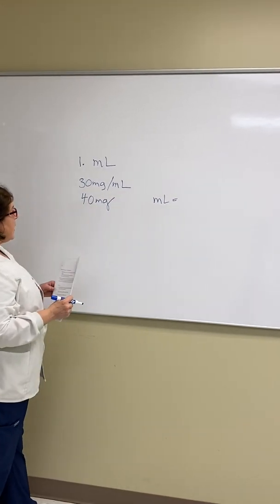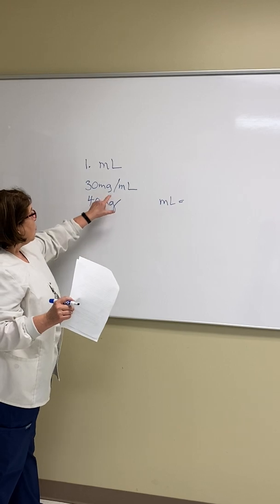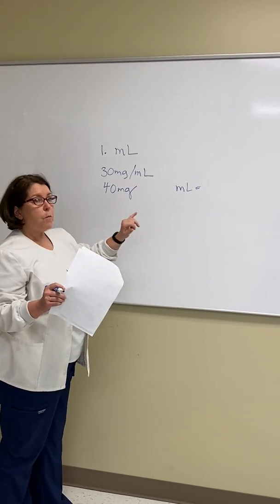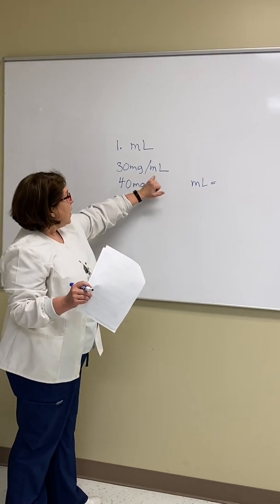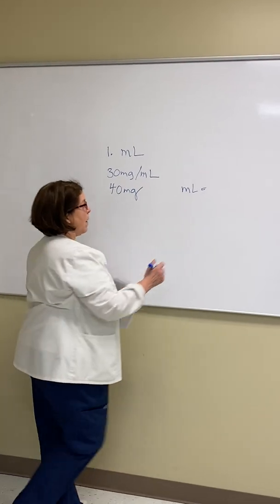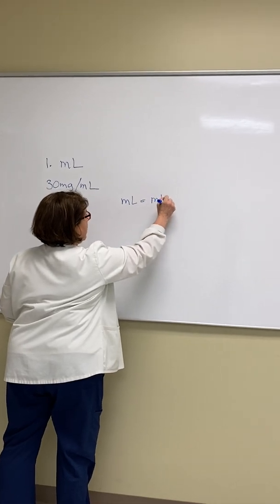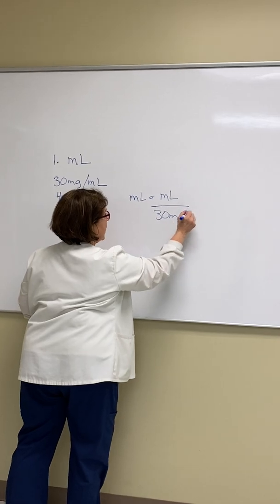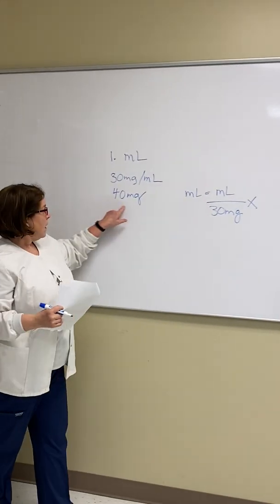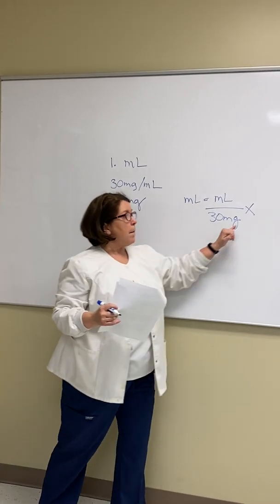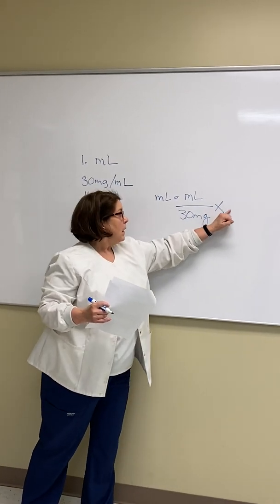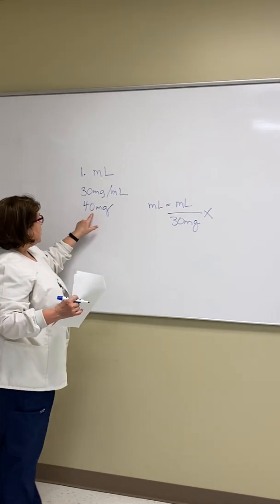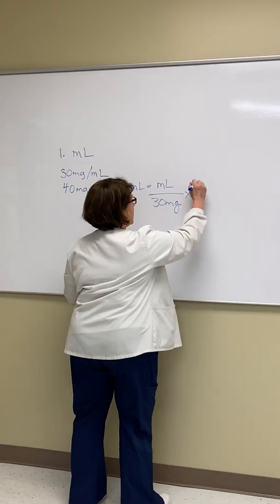Now with dimensional analysis, you start off with the label. And what I mean by that, I have to start off with mLs. And I know that 1 ml equals 30 milligrams. So I'm going to say ml, 1 ml over 30 milligrams times, and dimensional analysis is about matching up like labels diagonally. So now I have to have a milligram over here. The doc has ordered 40 milligrams.